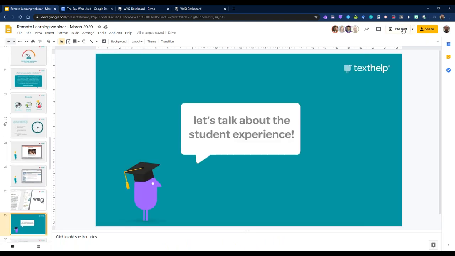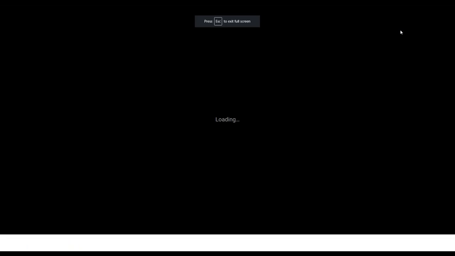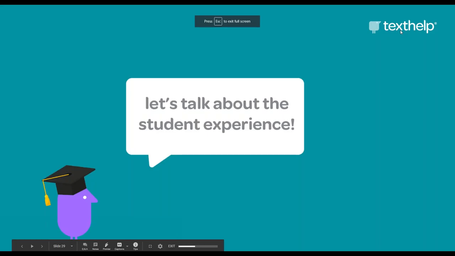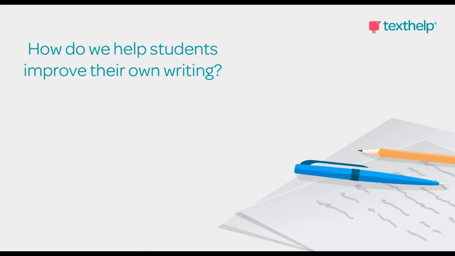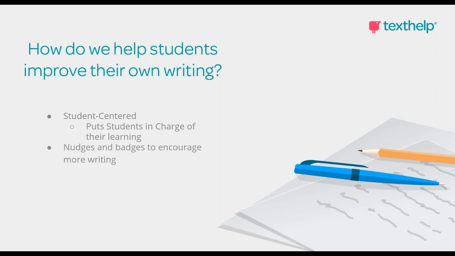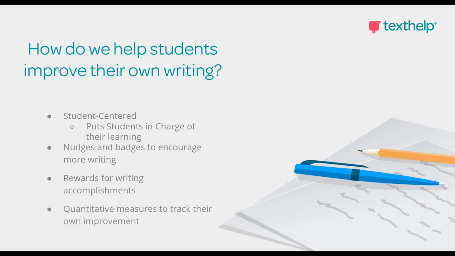to our deck here really quick. I want to talk about the student experience in WriQ and how you can use this in addition to just having your kids send you any writing while you're sitting at home. So how do we help students improve their own writing? Student-centered, we're going to put them in charge of their learning. We're going to give them some nudges and badges to encourage more writing, which I'll talk about, and reward them for writing accomplishments. Also give them some quantitative measures. So we also talk about SMART goals. These are some of those SMART goals to track their improvement.